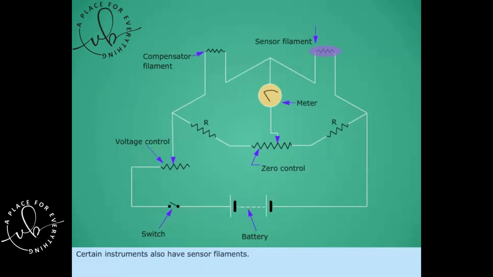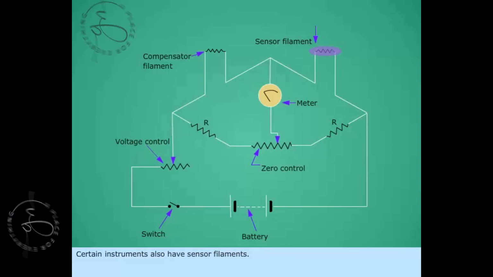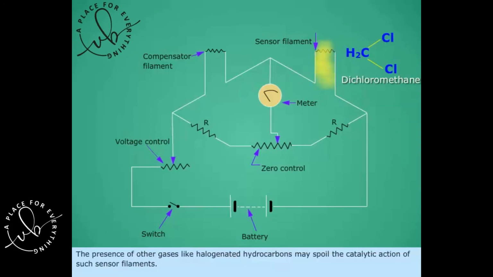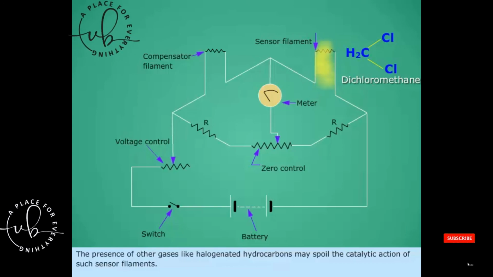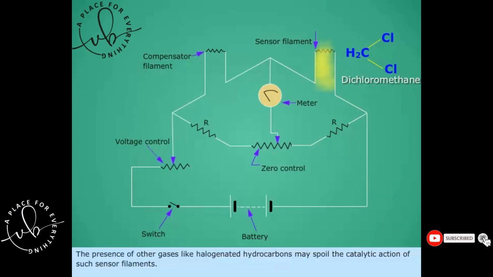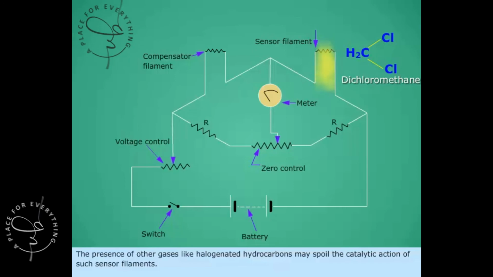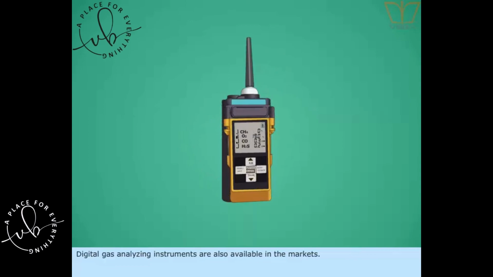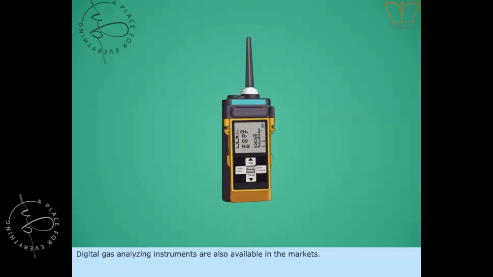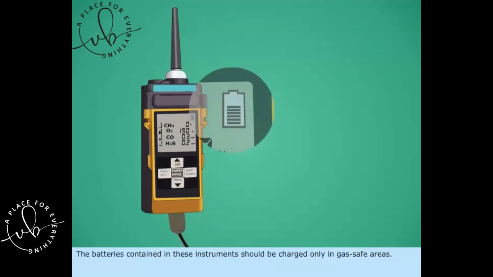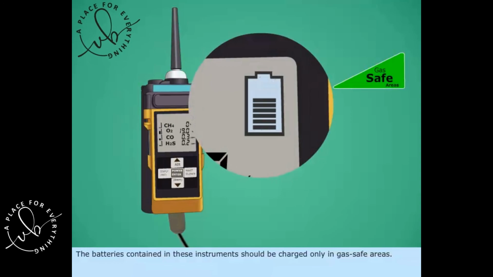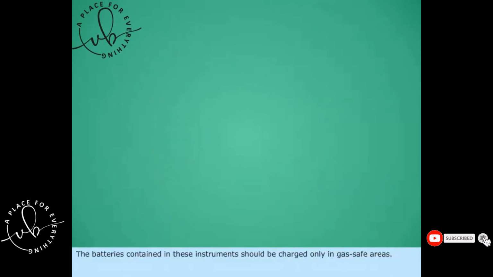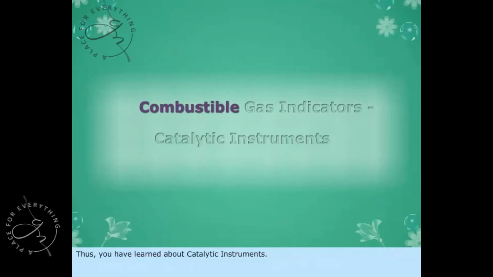Certain instruments also have sensor filaments. The presence of other gases, like halogenated hydrocarbons, may spoil the catalytic action of such sensor filaments. Digital gas analyzing instruments are also available in the markets. The batteries contained in these instruments should be charged only in gas-safe areas. Thus, you have learned about catalytic instruments.